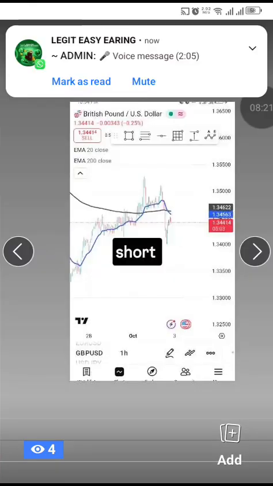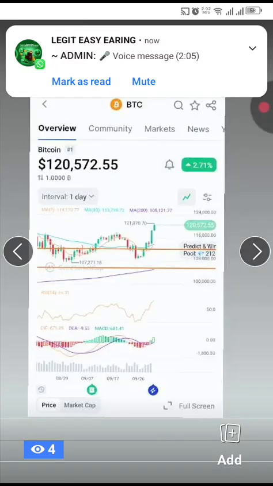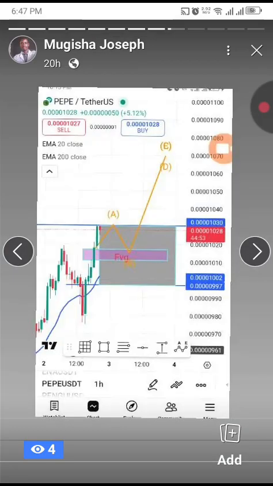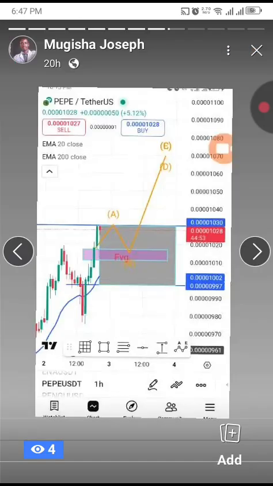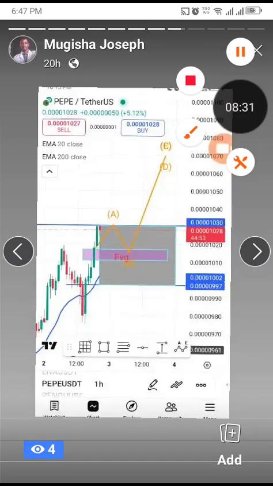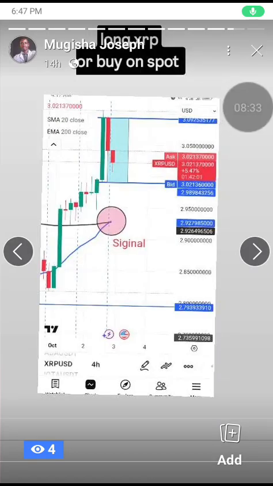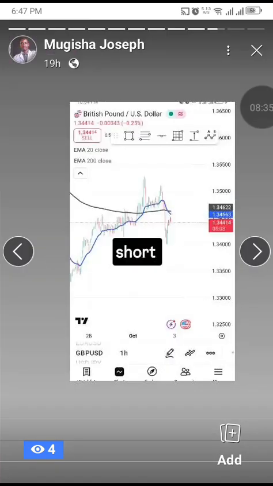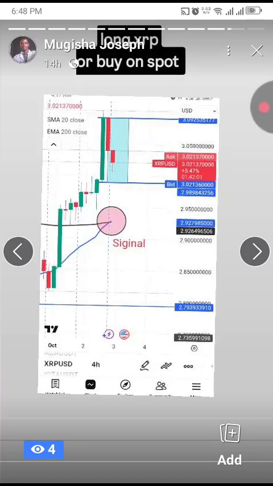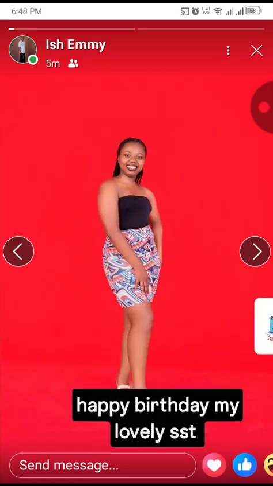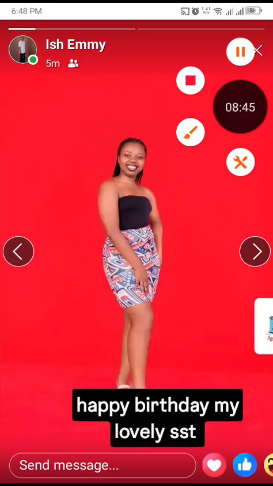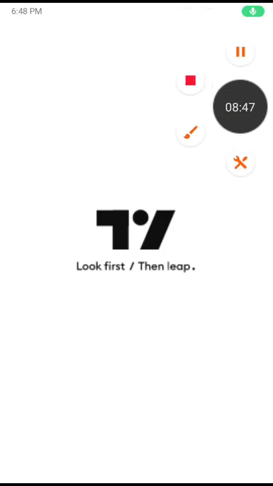Let me show you BNB. For BNB, look, even Pepe. This is how you can trade. Do you see? You can see this was a short signal. Do you see? It was GBP USDT, even in Forex. But for me, I'm trading crypto. However, sometimes I give some signals for Forex for free, everything for free.